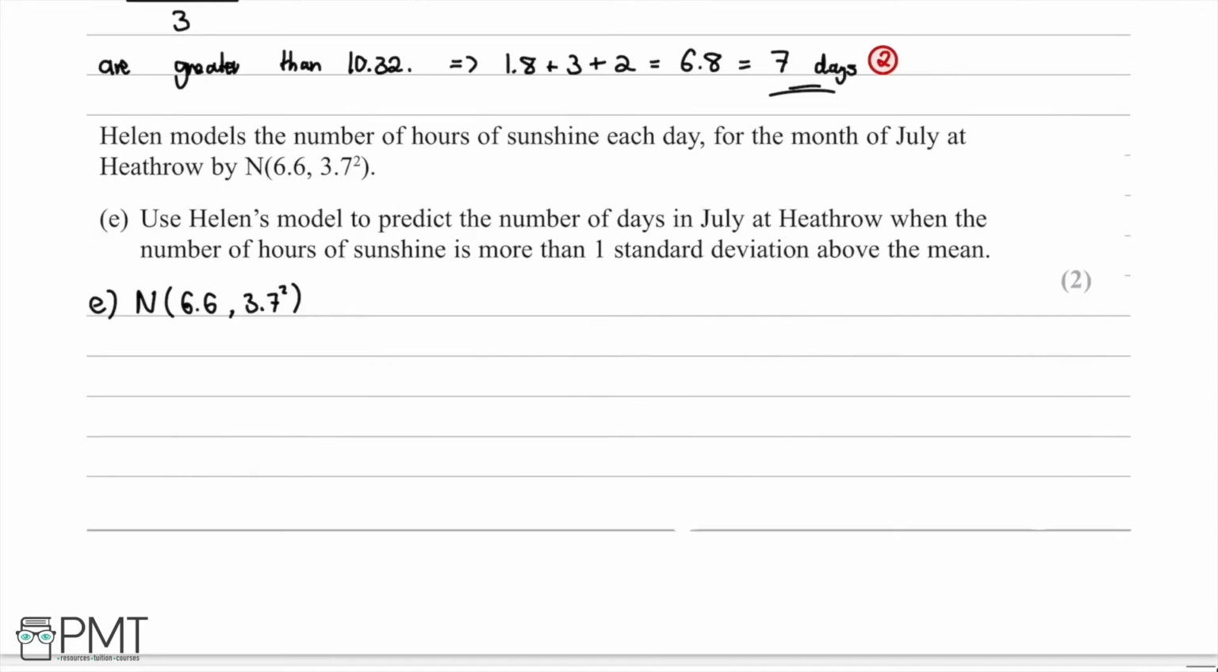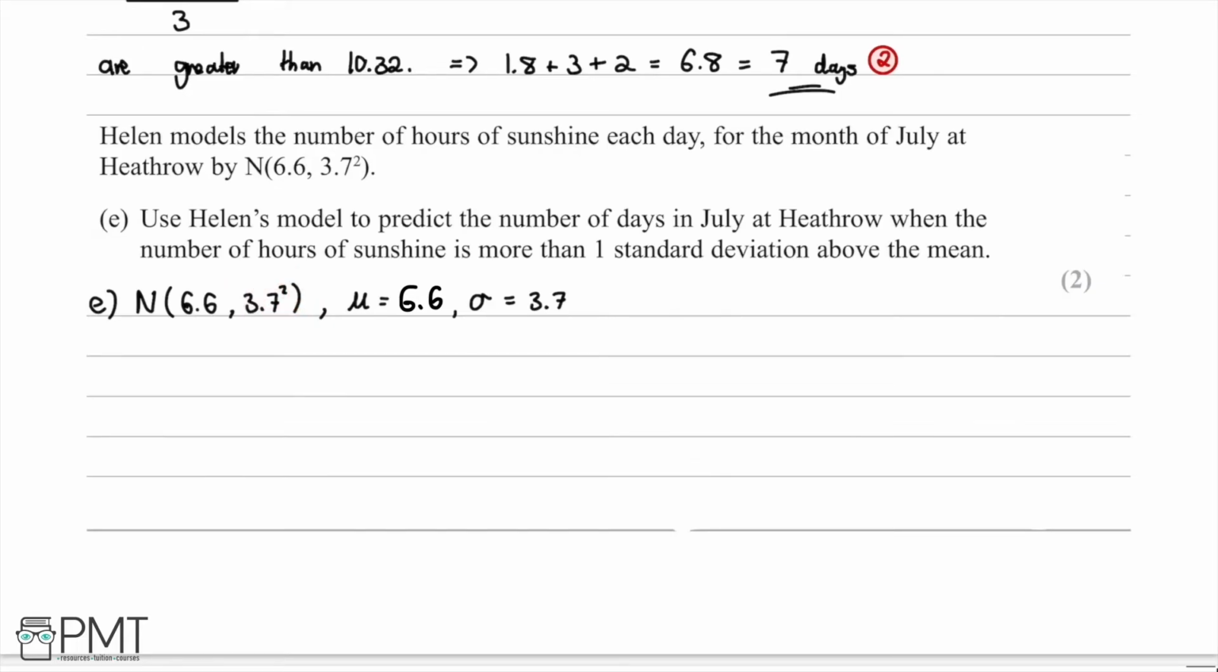So in part E of the question, we're told that Helen models the number of hours of sunshine each day for the month of July at Heathrow by this normal distribution. The mean is denoted by mu, which is 6.6, and the standard deviation, sigma, is 3.7, so the variance is 3.7 squared.